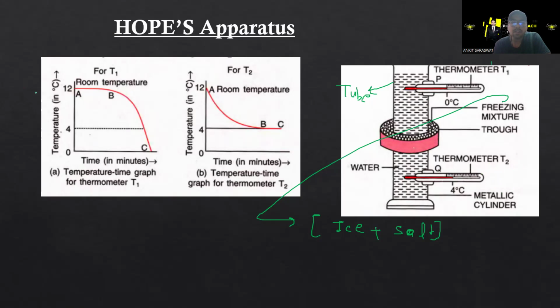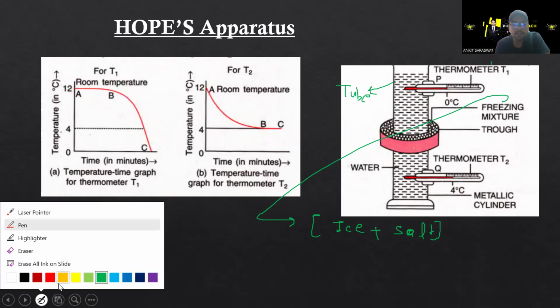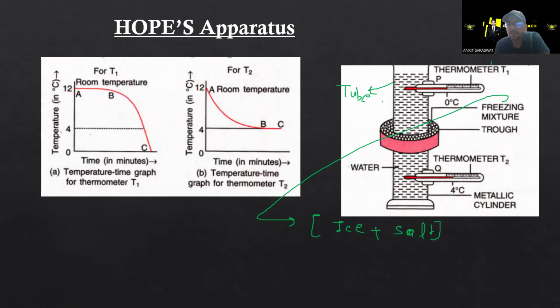Now here, if you notice T1, T2, we will understand it later. Initially, this water is filled in this metallic cylinder, and the entire water is at 12 degrees Celsius. Once you keep the freezing mixture, you will notice that the central portion gets cooler.